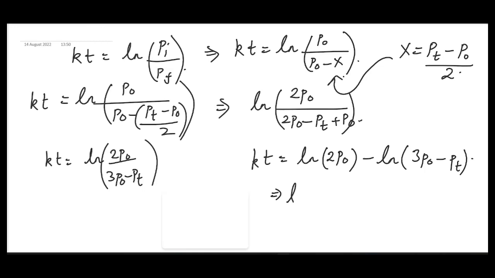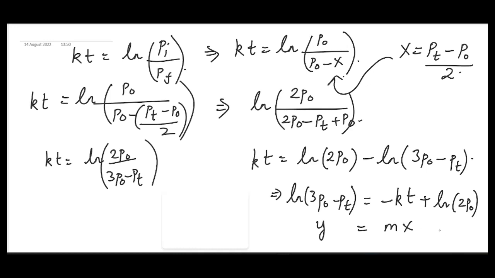So now ln(3p₀ − pₜ) = −kt + ln 2p₀. Now this is in the form of y = mx + c, where m = −k. So k is a positive value always because it is the rate constant. So the slope is negative and we get the graph to be a straight line.